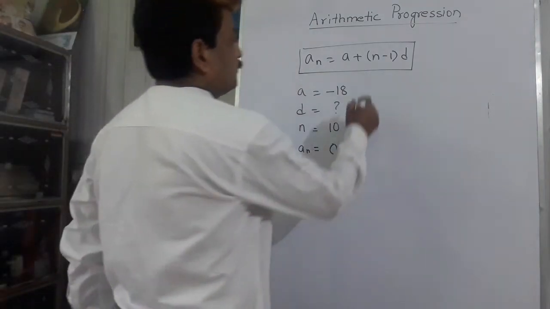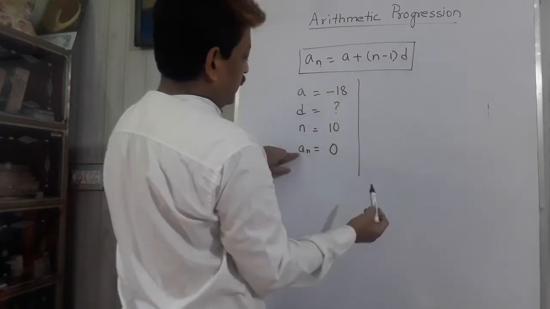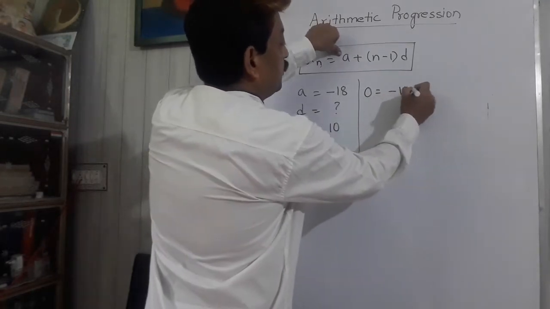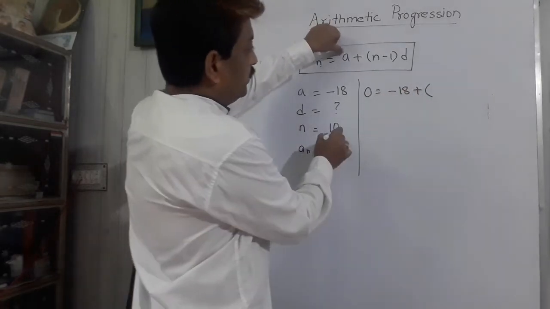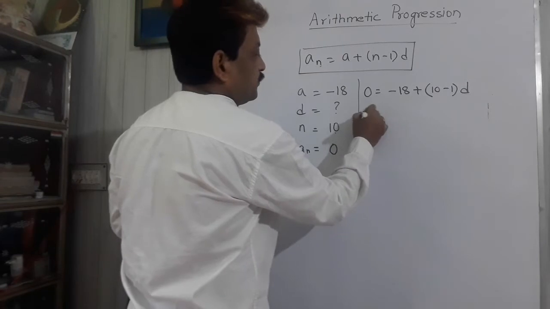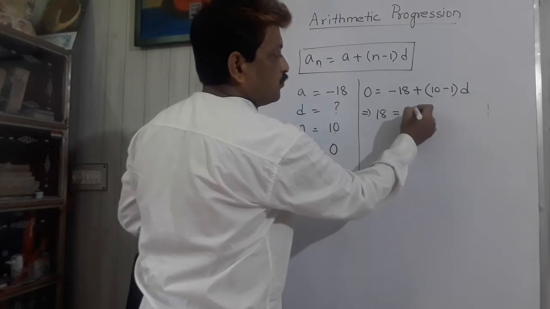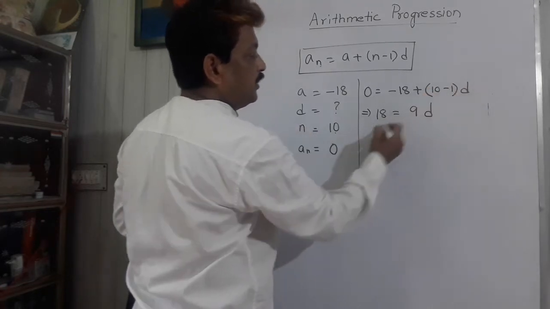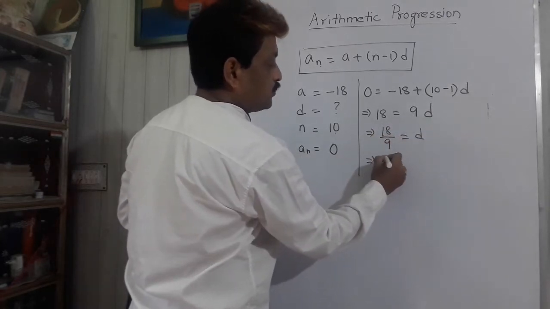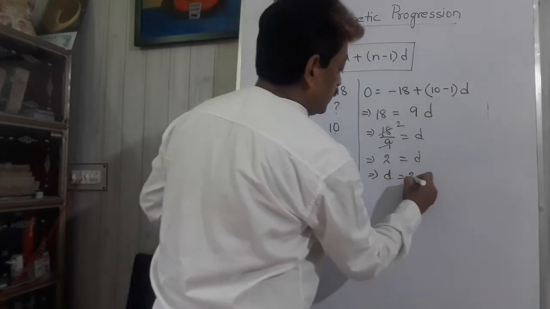Okay, let us use the formula. an = a + (n - 1)d. an is 0, so 0 equals a, which is minus 18, plus n is 10, so (10 - 1), d is not given, keep it as it is. This minus 18 will come to this side and become plus 18. 10 minus 1 will be 9 into d. So 18, this 9 will come down, that is 2 equals d. Therefore we can say that d equals 2 is the answer.